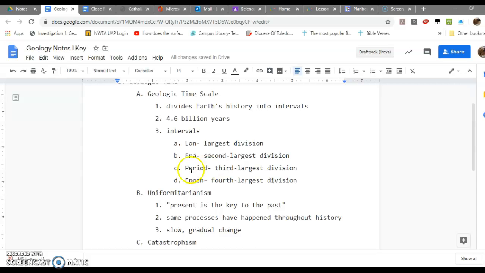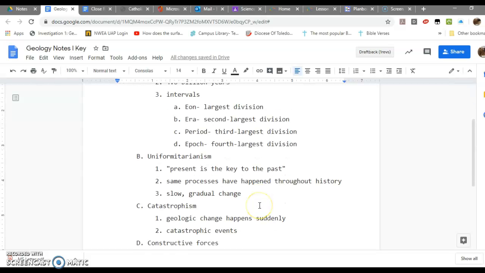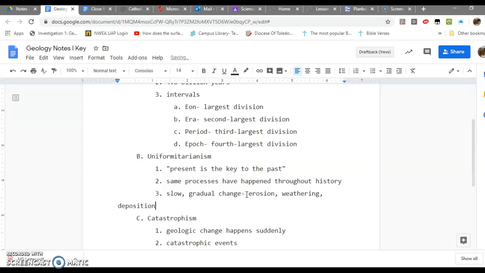Uniformitarianism. Okay, this is one theory about how the Earth's surface has changed over time. "The present is the key to the past" is the catchphrase that goes along with that. It's that the same processes have happened throughout history. They are slow, they are gradual. It's things like erosion and weathering and deposition. If you don't know what that term means, it was a vocab term at some point. And I'll go in and, before you guys get this, clean that up so that it's in line. So it's all those very slow processes.